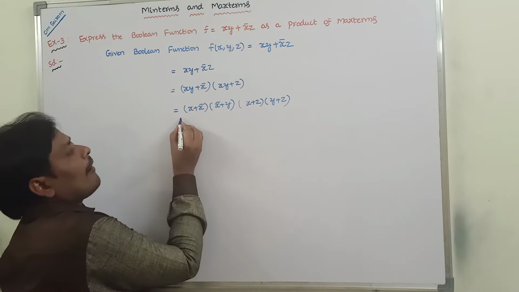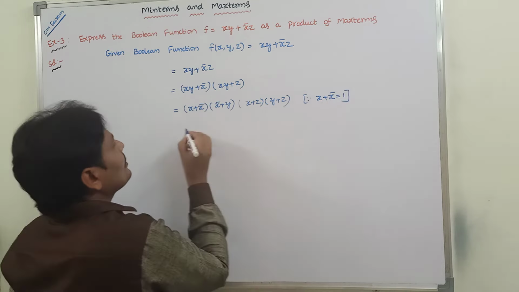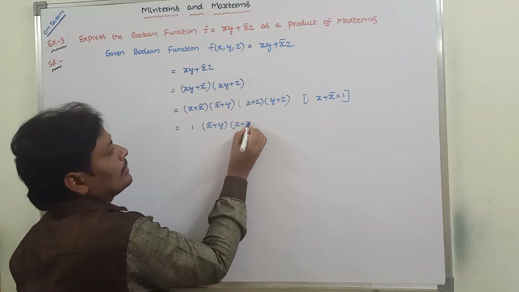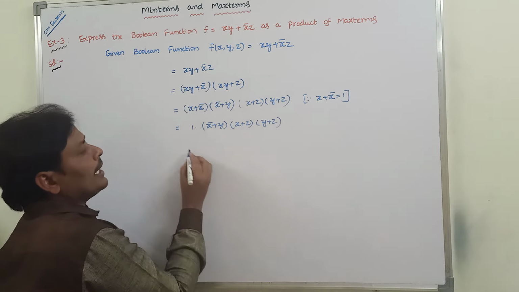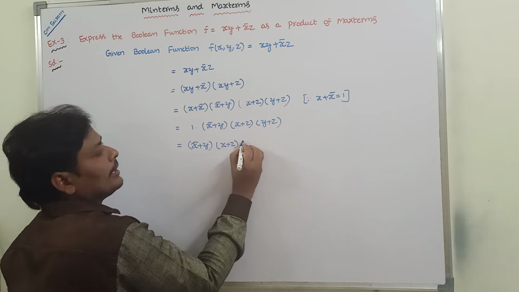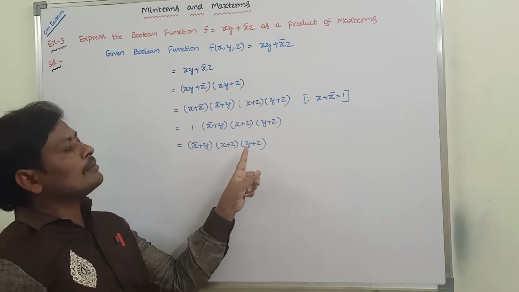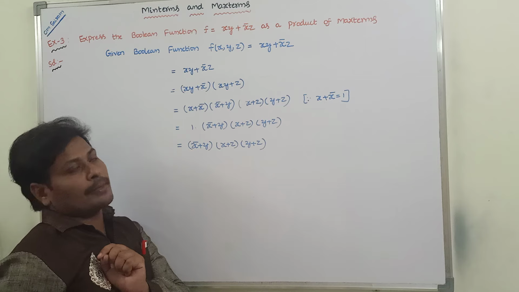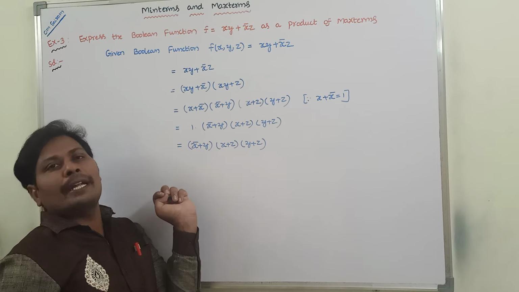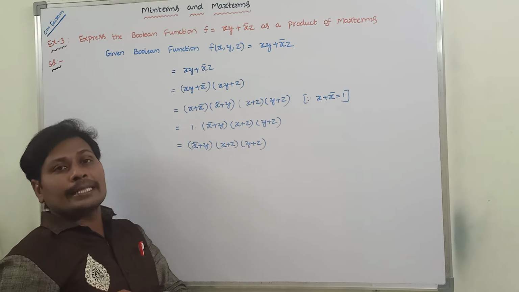We already know that x plus x bar is equal to 1. So 1 into (x bar plus y)(x plus z)(y plus z). 1 into something is nothing but something. So we get (x bar plus y)(x plus z)(y plus z). Now this is one sum term, this is one sum term, this is one sum term, a product of sum terms. But each sum term does not contain all three variables of the given function. Here variable z is missing, here variable y is missing, here variable x is missing.